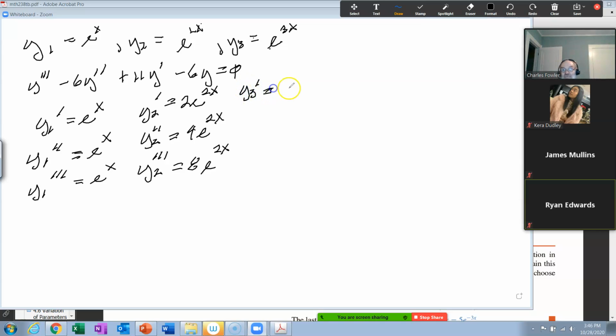y3 prime is equal to 3e to the 3x. y3 double prime is equal to 9e to the 3x. And y3 triple prime is equal to 27e to the 3x. Okay, this is going to get hairy here. So here we have 27e to the 3x minus 6 times 9 is 54. That would be a minus 27e to the 3x plus 33. So minus 27 plus 33 would be plus 6. Minus 6 adds to 0. So all three of those are solutions for that differential equation.